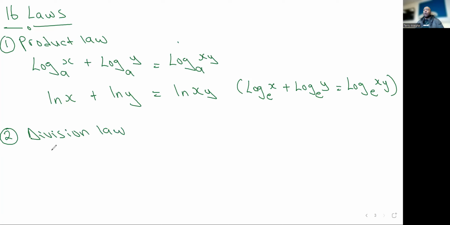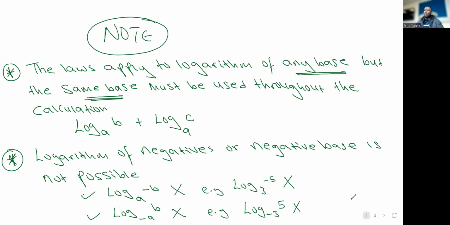Number two is what we call the division law. All right, the division law now is the same thing. It's log a x minus log a y. So in the first law, we're adding, but this time you subtract. And when you're subtracting, it's going to give you log a, you then divide x over y. Are you seeing it? So when you're dividing, you subtract each of them. But remember, I told you the first thing is that they must have the same base.